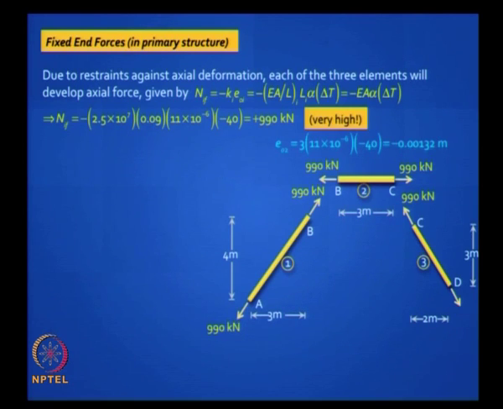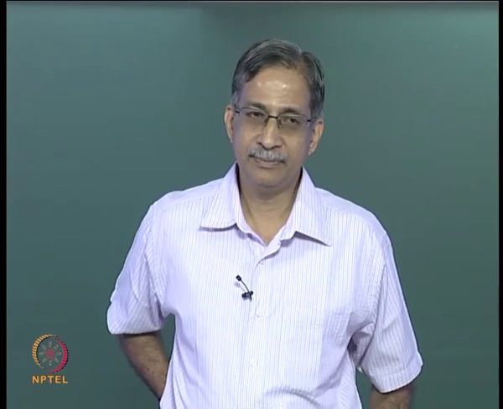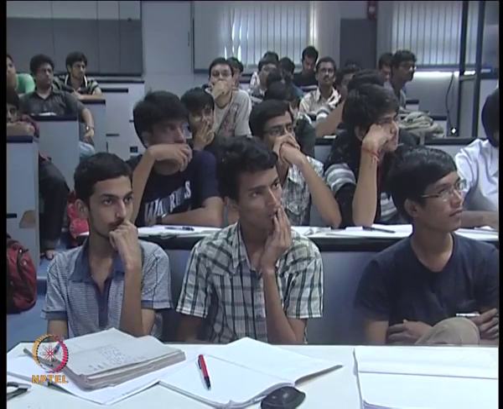So these are the forces that you will get in those 3 elements if you were to arrest the degrees of freedom, right? All 3 elements will have a force of 990. How do you convert this to loads on the structure? What do you do? Find the transformation matrix first.